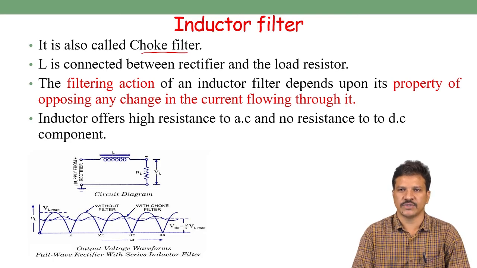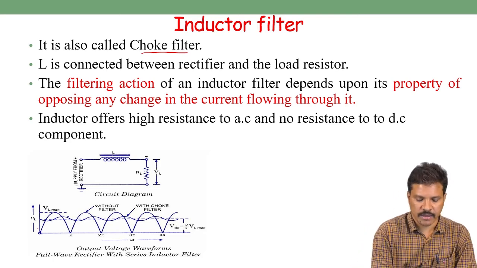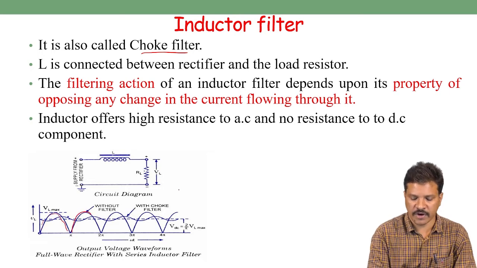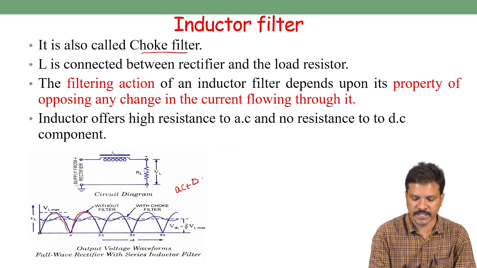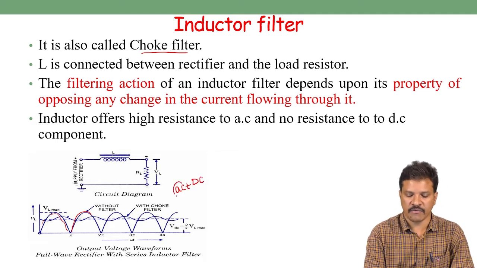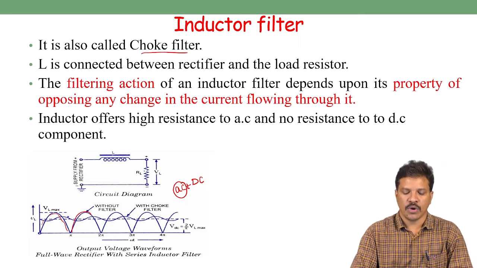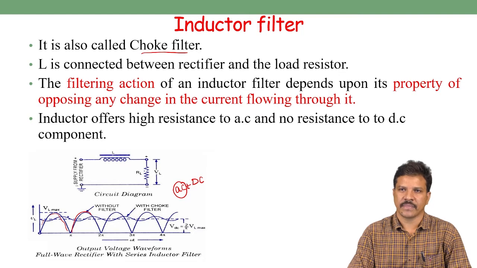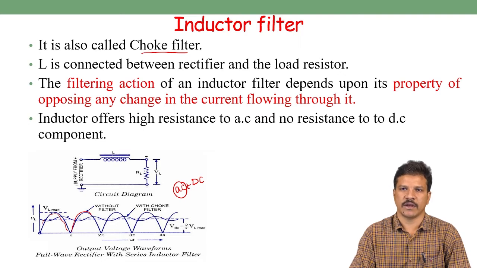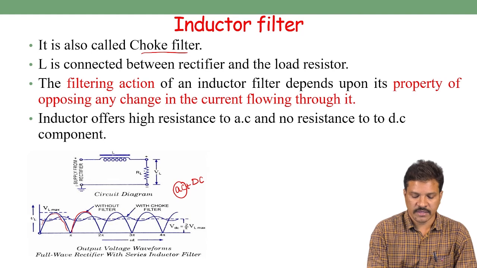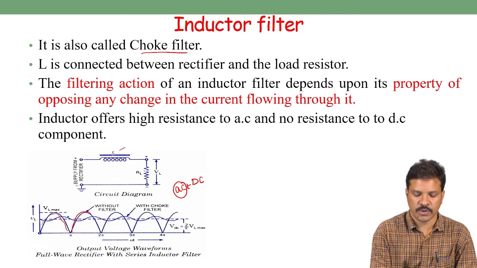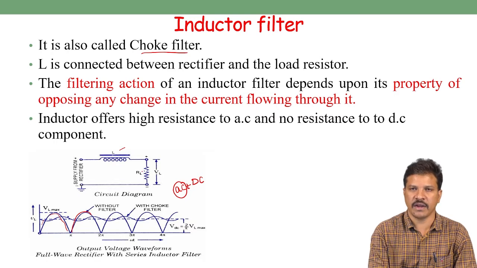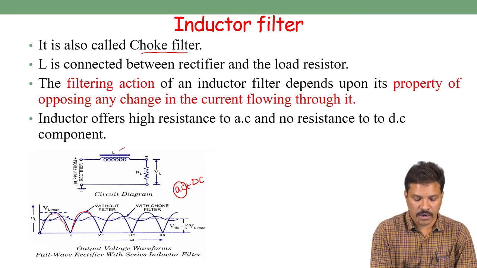Just like this, this is the rectified output. In this rectified output, we have an AC component plus a DC component. Whatever AC component is coming from the rectified output, due to its high resistance to the AC component, the inductor stops the AC component and allows the DC component. This is the circuit diagram for the inductor filter. We can use this inductor filter between the rectifier and the load resistor. Here this is the maximum voltage VL max, and this is the output of the rectifier.